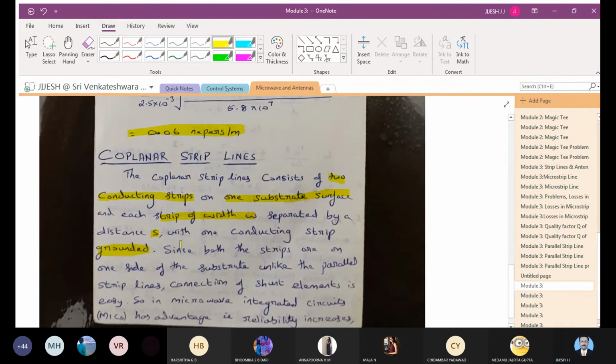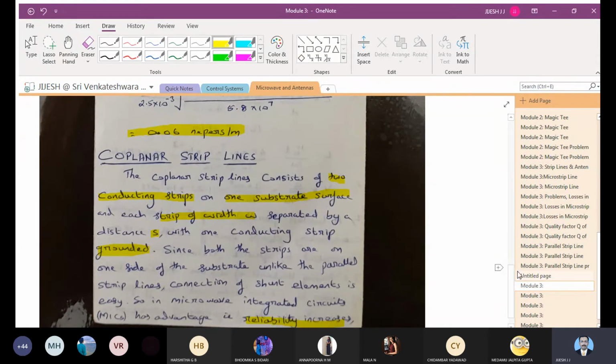Since both the strips are on one side of the substrate, unlike the parallel strip lines, the connection of the shunt elements is easy. So the microwave integrated circuits, called MICs, have an advantage, that is, reliability increases.